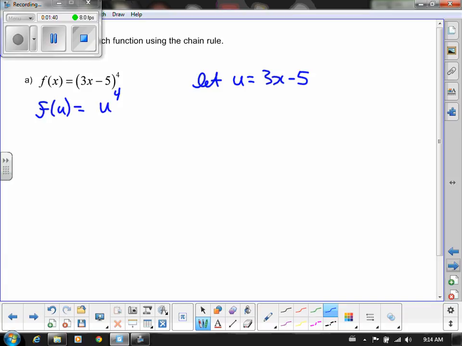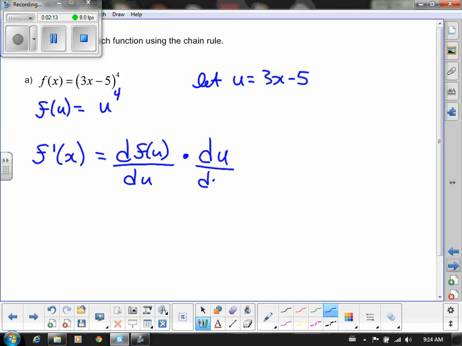When we want to take the derivative of this overall function, so I have f prime of x, we have to start with the derivative of the outside function, and that's the power of 4. So we're going to work our way in. So I'm going to do the derivative of f of u with respect to u multiplied by the derivative of u with respect to x.